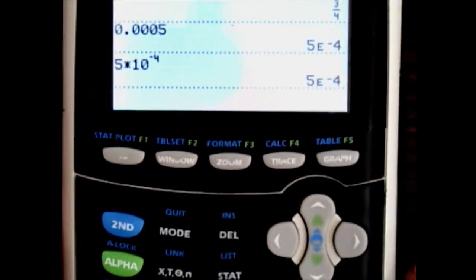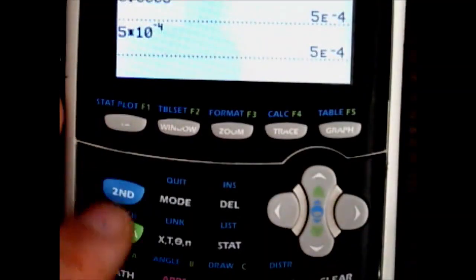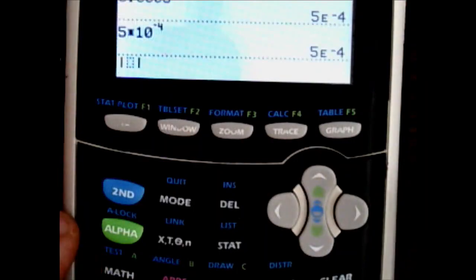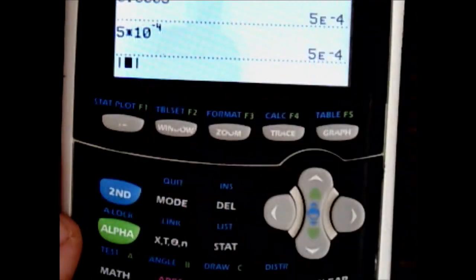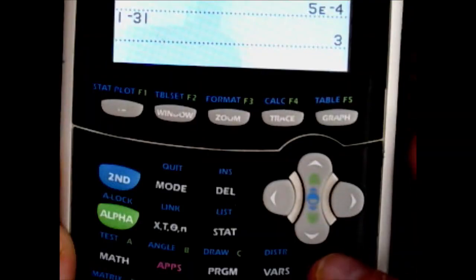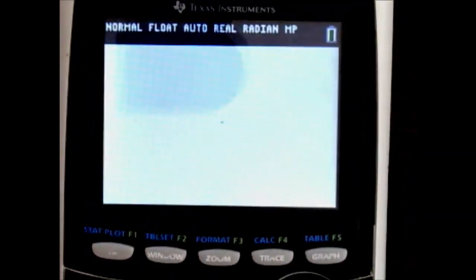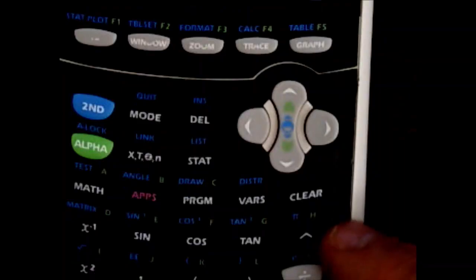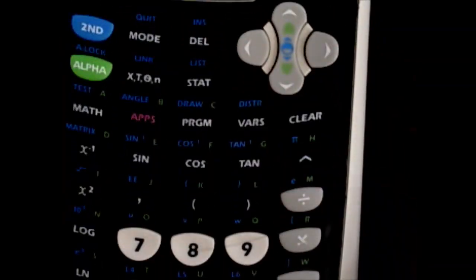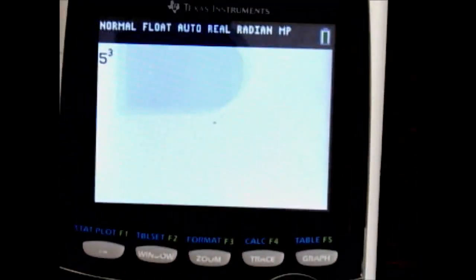Alright. Absolute value, that's found by hitting math, arrow to the right, 1. And now you can type in whatever you want, negative 3 or negative 5 or whatever you want to type in there for absolute value. Exponent, your exponent is found by typing in 5. You hit this key that I call the hat key right there below clear. Hat 3, so that just does 5 cubed.